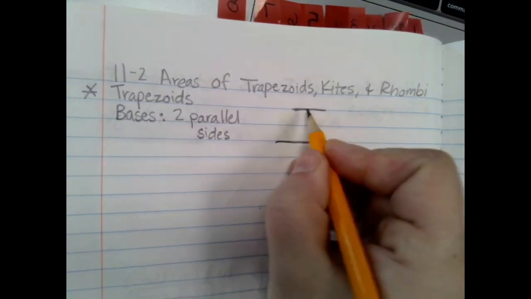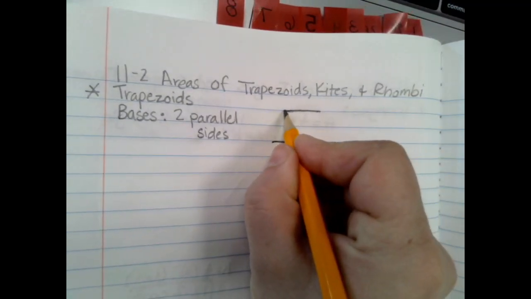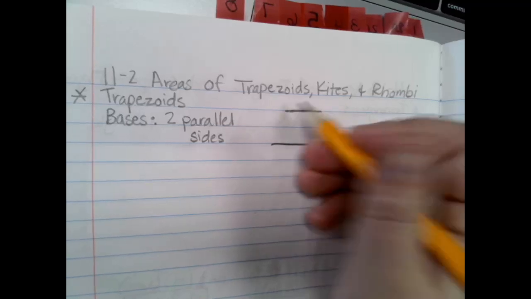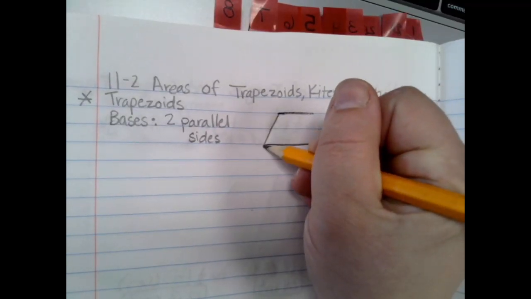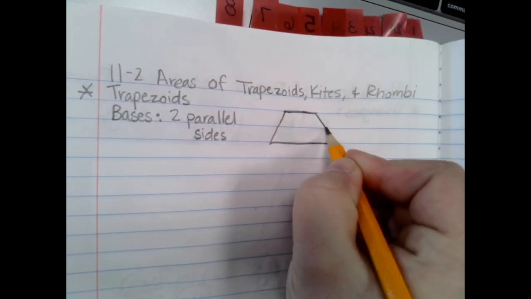Okay, so I have these two sides drawn, and then the other sides just connect the endpoints. So we can connect here and connect here.